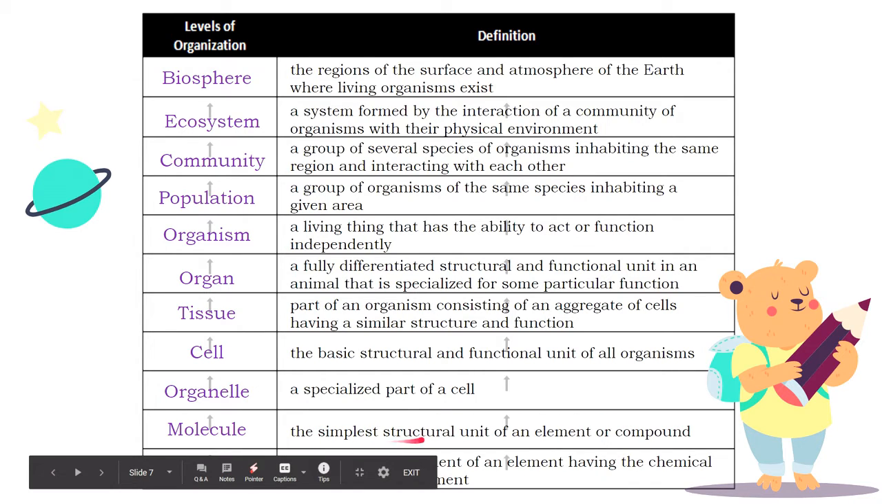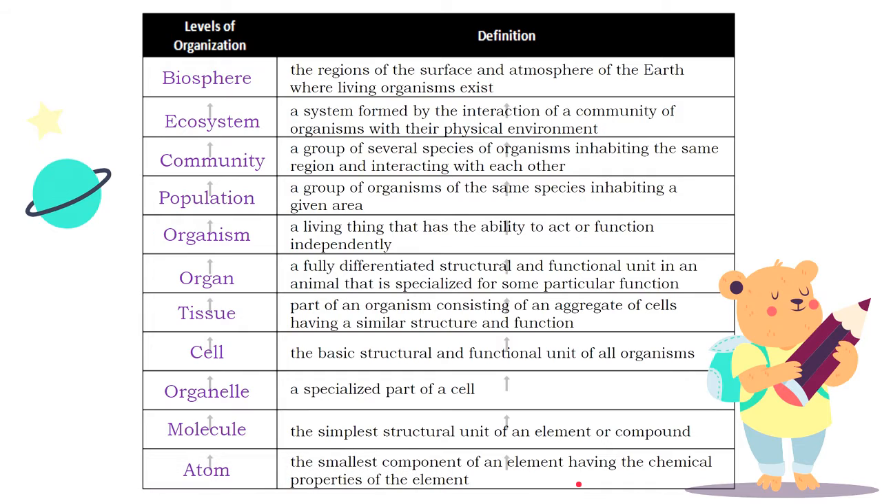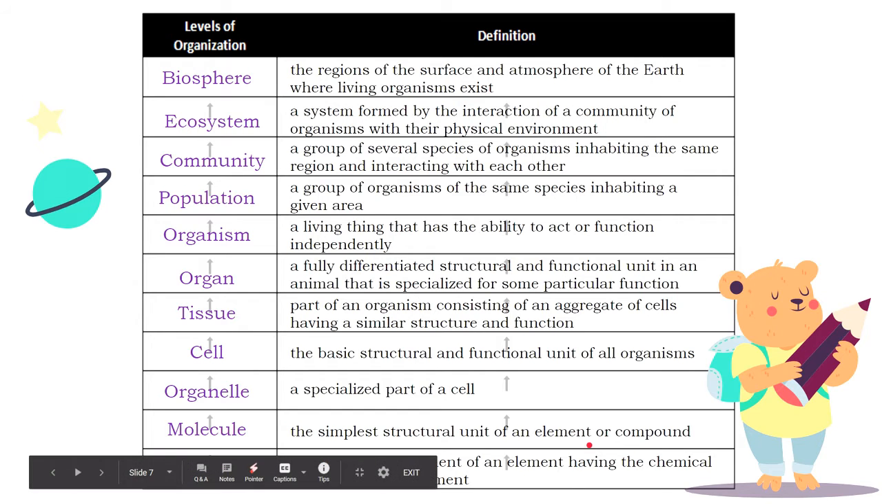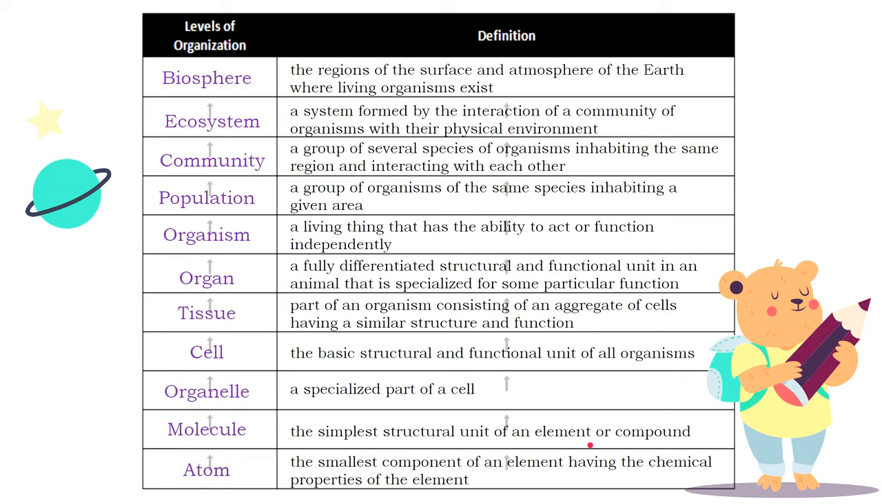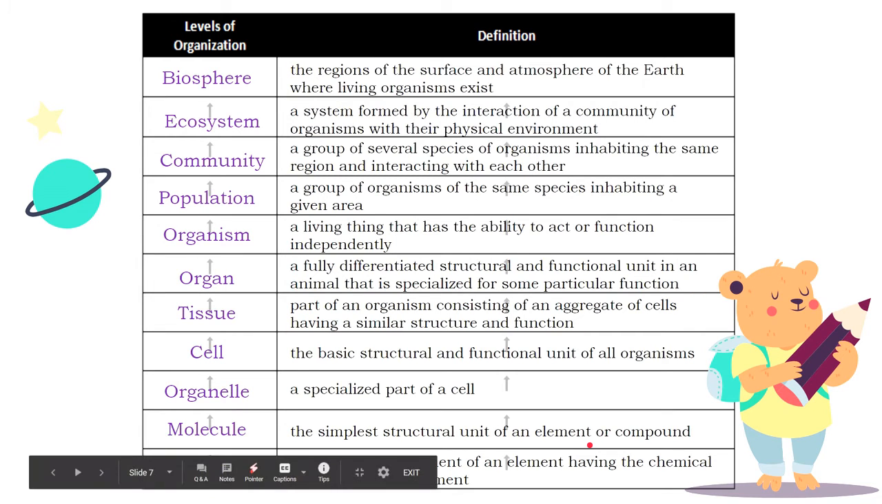Okay, the simplest structural unit of an element or compound. So, for example, carbon is an atom, but carbon dioxide is a molecule. It's made up of one atom of carbon and two atoms of oxygen. So hydrogen is an atom, but carbohydrate or glucose is a molecule. C6H12O6 is actually a glucose molecule. So water is also a molecule, two hydrogen atoms and one oxygen atom.